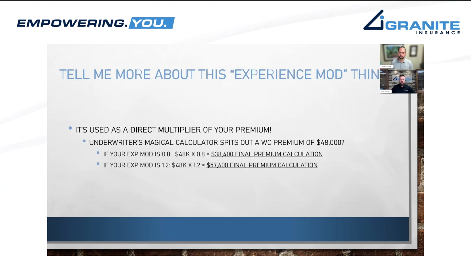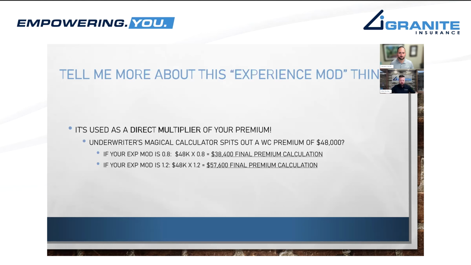And if you were to have exactly the same number of dollars of claims or losses as expected, your multiplier, your experience mod, would be a 1.0. Or if you perform better, you have less actual losses than expected, you'll get a credit. And if you have more actual losses than expected, you'll get a debit. And you see there the multiplier.